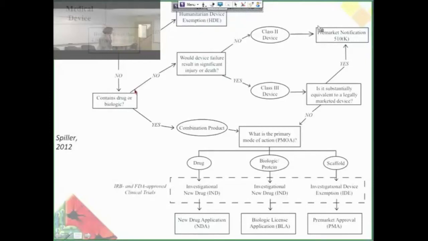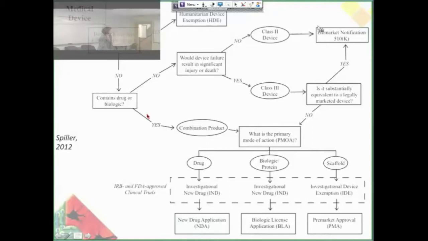So does your medical device contain a drug or biologic? If it doesn't, what about the risk? If it failed, would it result in significant injury or death? No? Okay, it's a Class 2 device, and you can do a 510K and get your product on the market in a couple months. Okay, it doesn't contain a drug or biologic, but it would result in significant injury or death. Yes, that's a Class 3 device. Is it substantially equivalent to a legally marketed device? Yes. Okay, do a 510K, it's quick.